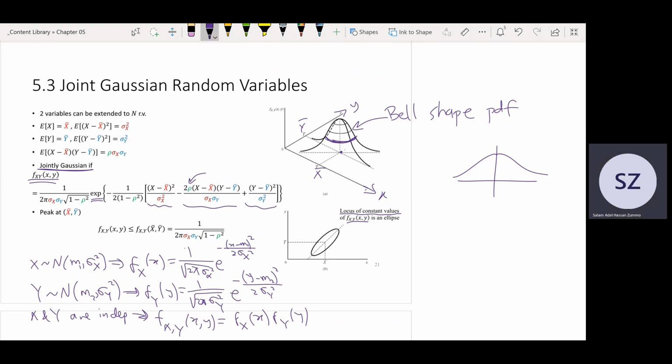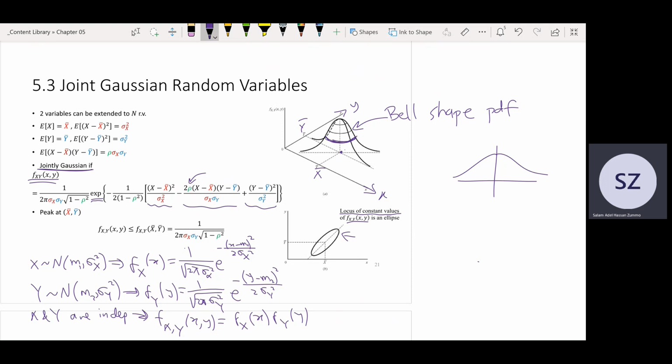طبعا the location of this locus will depend on the X bar and Y bar, صح ولا لا؟ إذا X bar كبير حتكون هنا، إذا Y bar كبير حتكون هنا، صح؟ الاثنين صغار حيكون هنا، إذا نيجاتيف حيكون هنا، صح؟ So basically the location of the contour of this locus will depend on X bar and Y bar, the means of X and Y. هذا أول شيء.